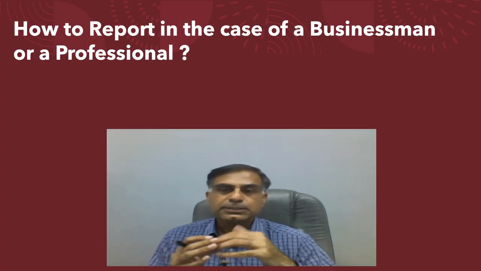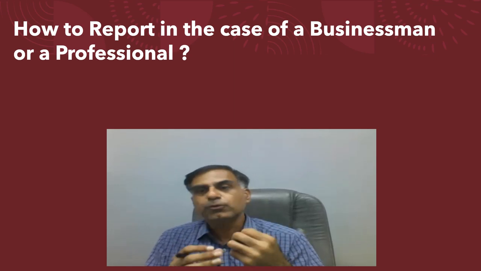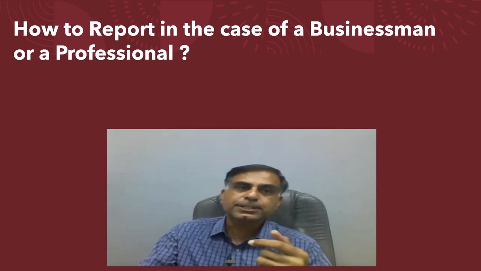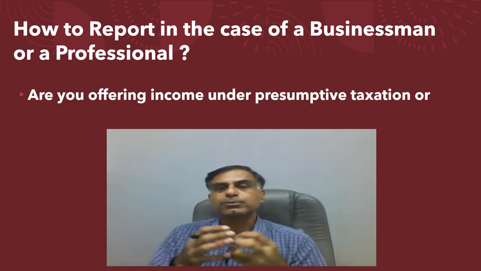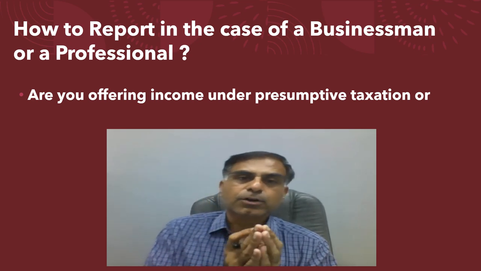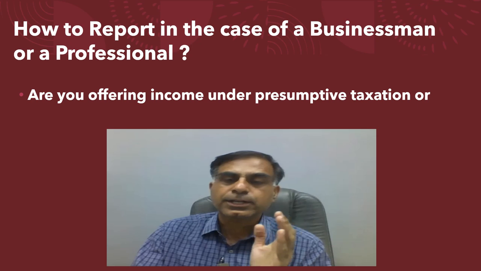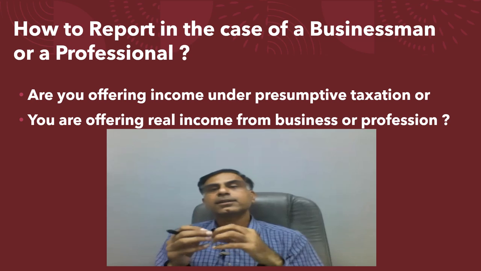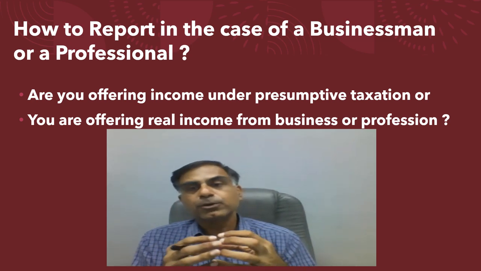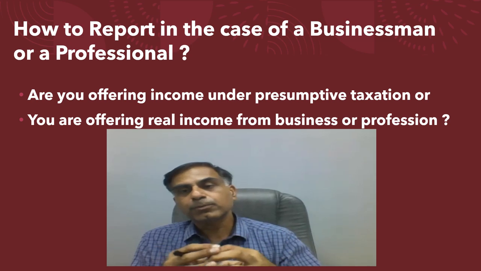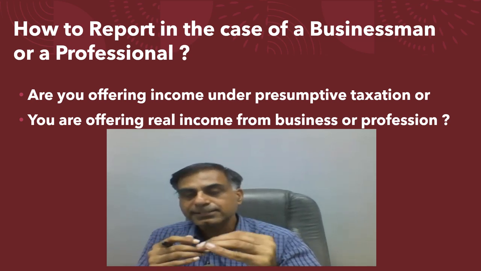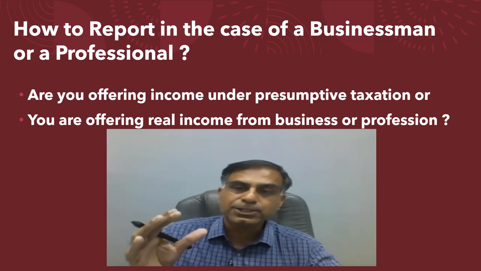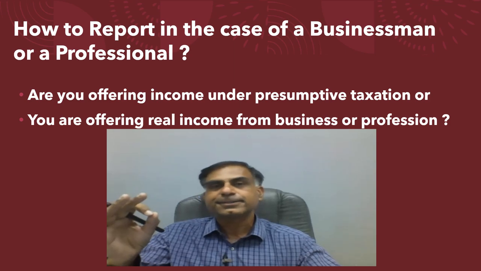So if I move further from a salaried person to a businessman or a professional, then the question comes: how to report the assets and liabilities in the case of a businessman or a professional. Now here are two points I would like to mention. One, it is to be seen whether you are offering income under presumptive taxation, that is, under 44AD, 44ADA or 44AE, or you are offering real income from business or profession. This is a very important point to be distinguished by a businessman from the point of view of which assets and which liabilities are to be shown, and we will also be discussing how their value is to be shown in the balance sheet or in the ITR.